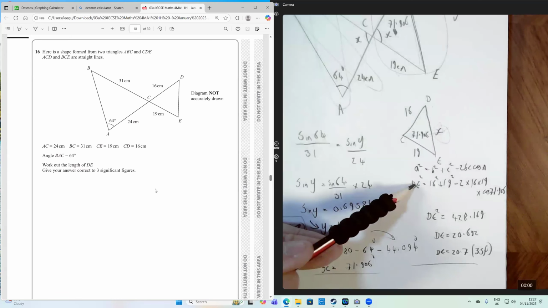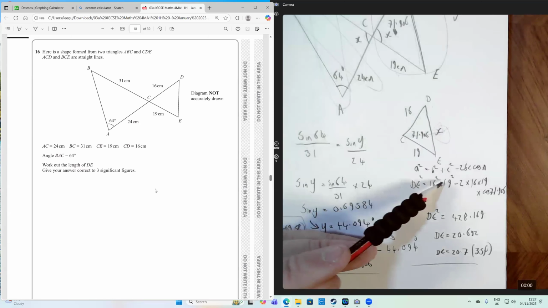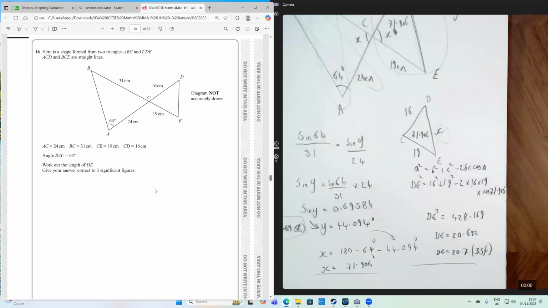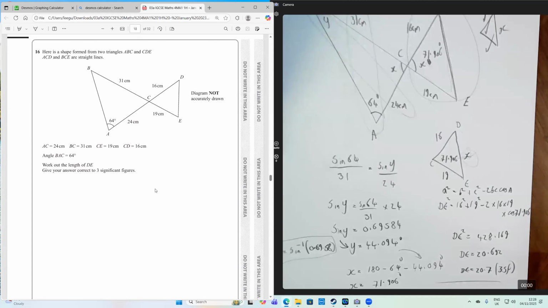So DE squared that we're trying to find is equal to 16 squared add 19 squared. And as I said, it doesn't matter at all which one of those you call B and which you call C. That really doesn't matter. So 16 squared add 19 squared minus 2 times 16 times 19 times the cosine of 71.906. We work that out in our calculator. It comes to 428.169. Square root that, and that gives us that DE is 20.692. The question asks us for it to 3 significant figures. So that's going to be 20.7 correct to 3 significant figures.